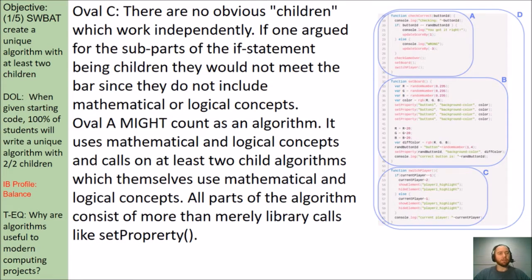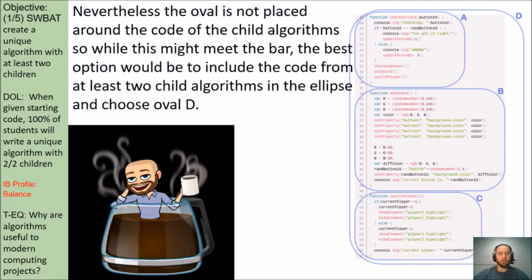This might count as an algorithm. It uses mathematical and logical concepts. It has an if statement. It calls on at least 2 child algorithms inside of B and C. But if you selected all of it, all parts of the algorithm consists of more than mere library calls like set property, because you had to create your own functions, not just use JavaScript's built-in functions such as set property. Nevertheless, the oval is not placed around the code of the child algorithm, so while this meets the bar, the best option would be to include the code from at least 2 child algorithms in the ellipse and choose oval D.